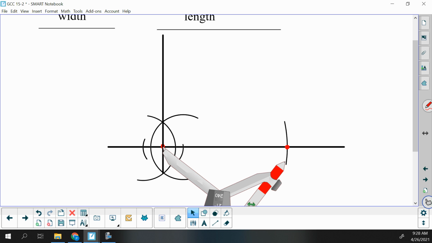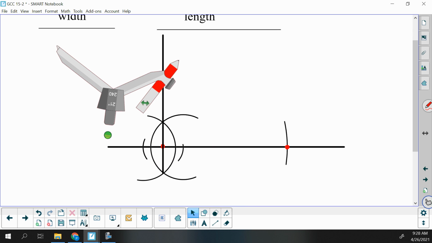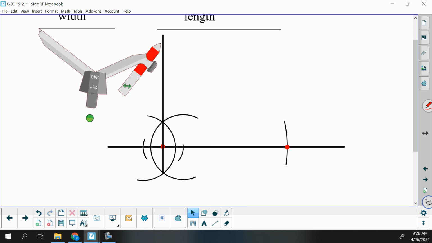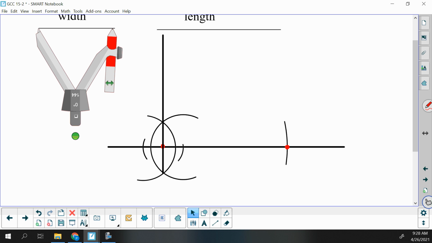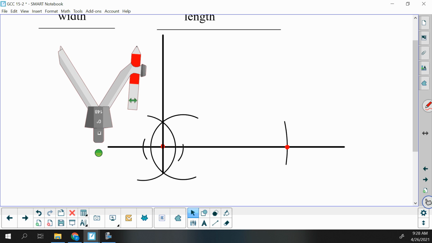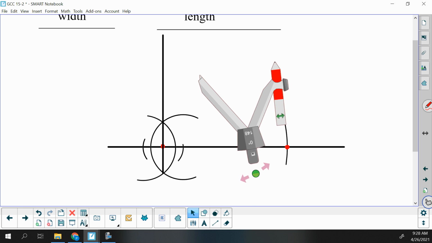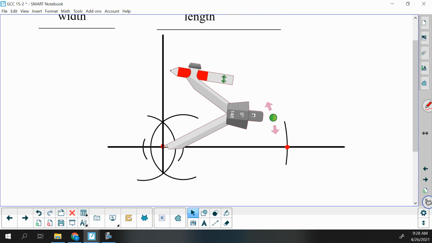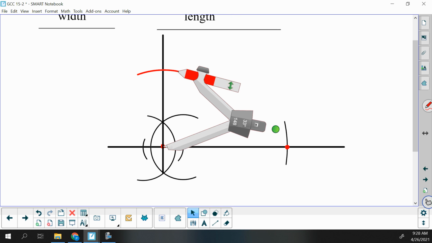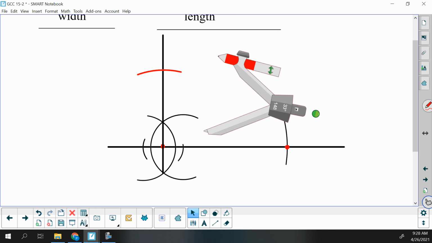within our rectangle. Now I'm going to go up to my width, and I'll put my point on one end point, pencil on the other end, and this is what we're going to mark off on that vertical perpendicular line. So I'll put my point here, and we'll mark off on here. That's a third vertex in the rectangle.